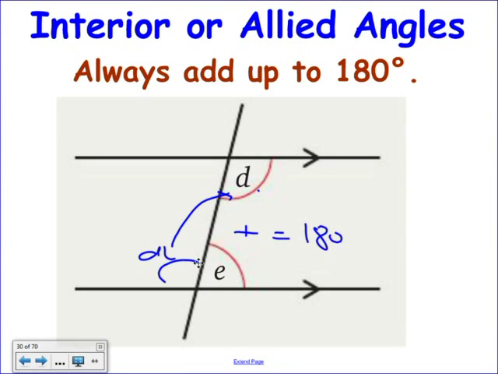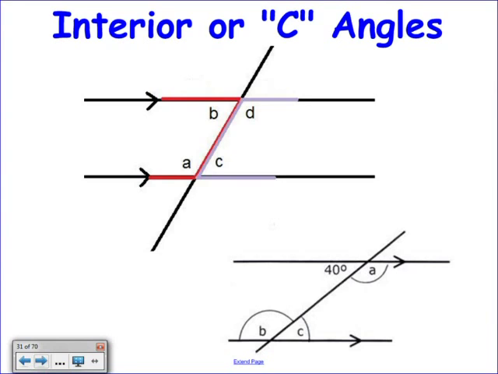So we have three rules there. We have the alternate angle, the corresponding angle, and we know that the interior angles, this is your letter C, add up to 180. So those two add up to 180. Okay? So here we've got our interior angles, A and B add up to 180, C and D add up to 180. And if we were applying it to a problem, I've got 40 degrees there, I can work out what this angle here is.